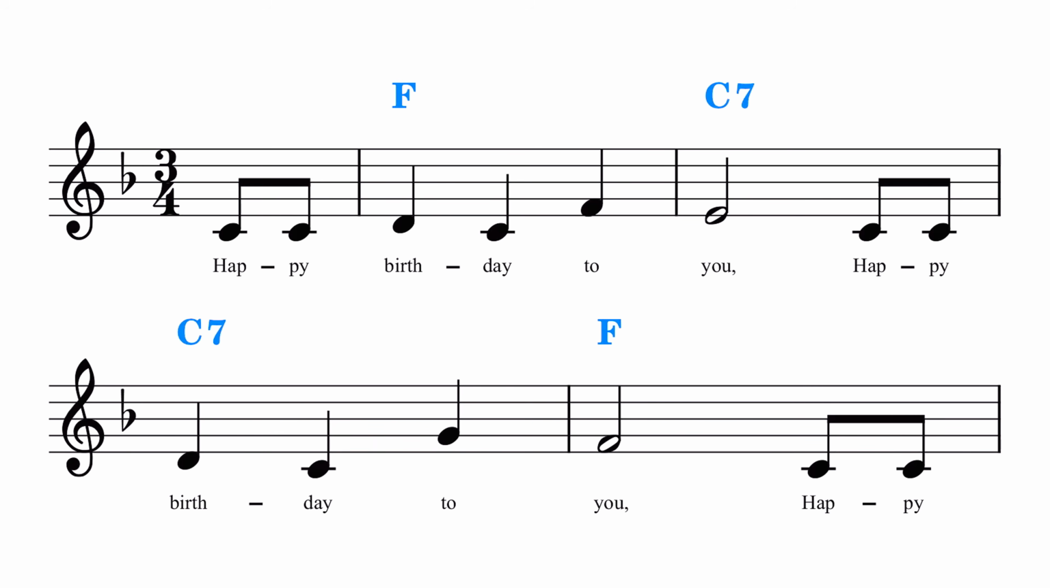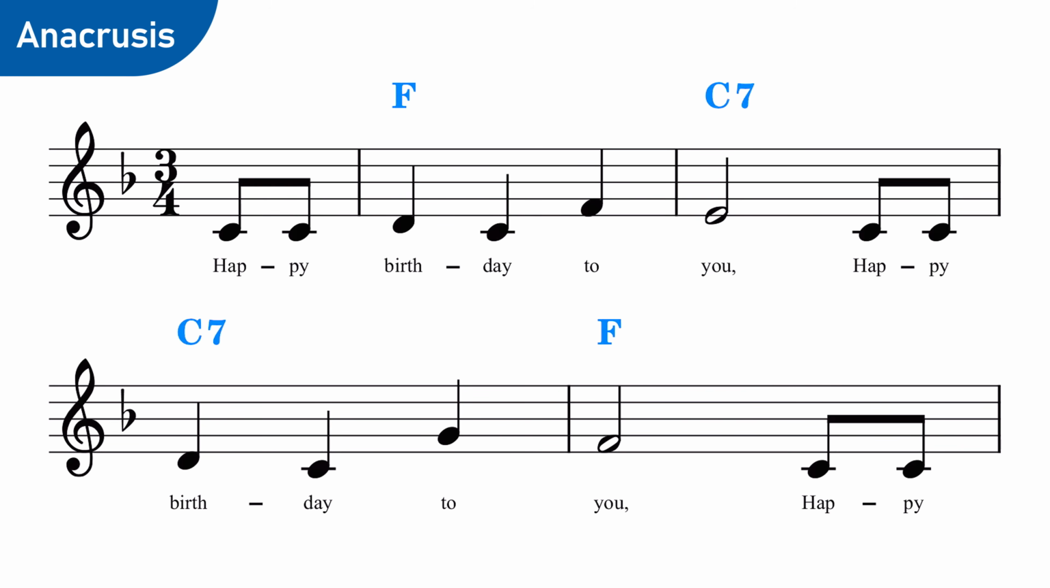If a melody begins before the downbeat, effectively before the first bar of the music, it's said to have an anacrusis, or a pickup. For example, the melody of Happy Birthday has an anacrusis. These two opening notes happen before the first downbeat of the song.